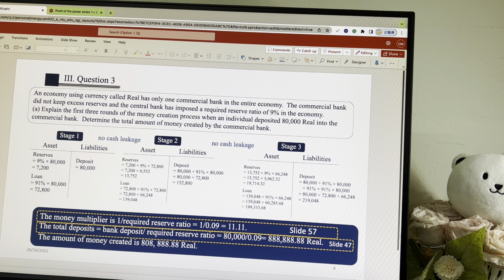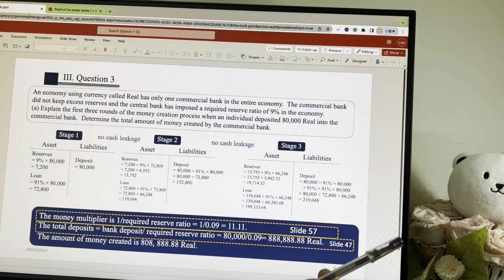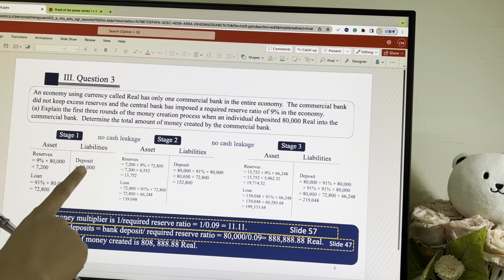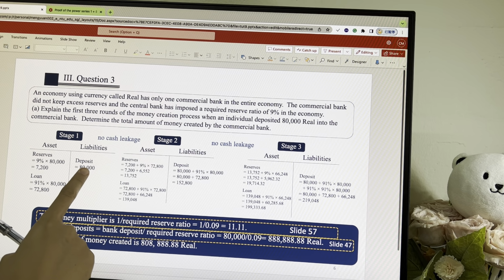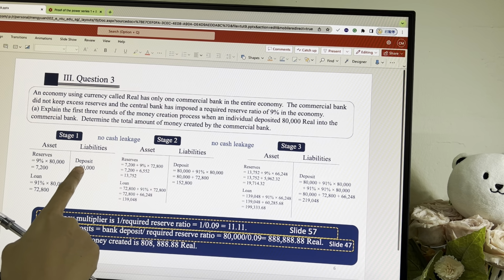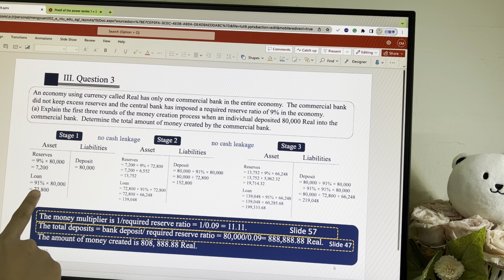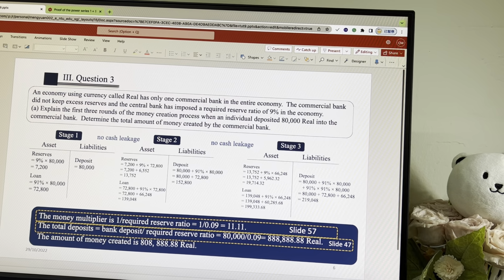Okay, so in this question, we have the initial deposit, which is 80,000, and 9% is the required reserve ratio, right? So we can see in this case, these people deposit this 80,000 into the bank, and the bank just keeps 9% as a required reserve, and the other 91% is a loan, right?